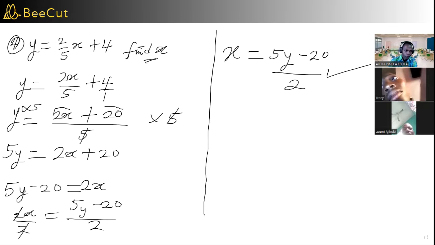Alright, no problem. So, 5y minus 20 equals 2x. Then, you divide both sides by 2. That is the next step that you see here. After dividing both sides by 2, we cancel out 2, and I have x equals 5y minus 20. Always. So that is the solution.